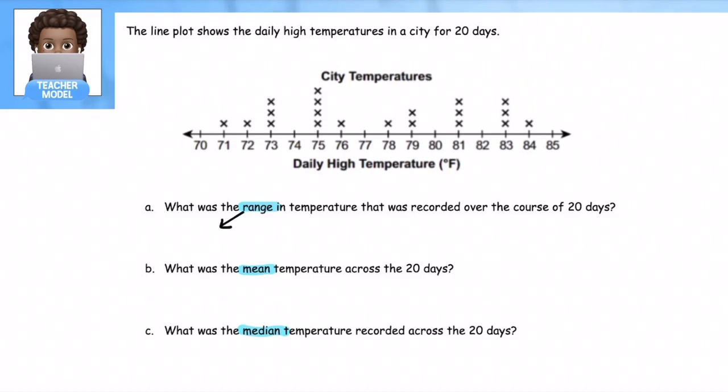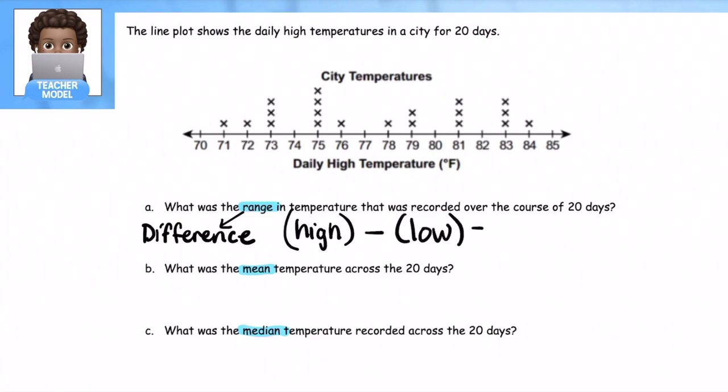which has to do with our difference. It's pretty much the highest value minus the lowest value. That's what's going to give us our range.